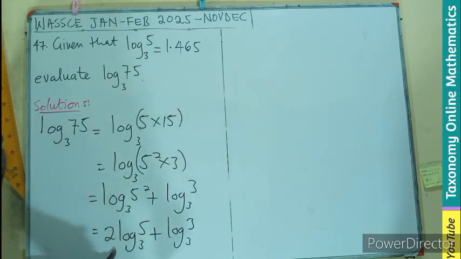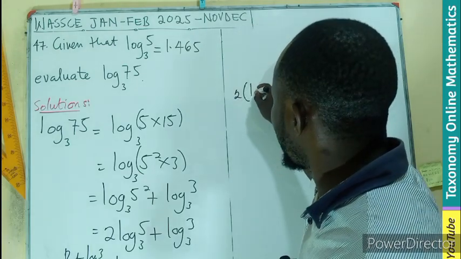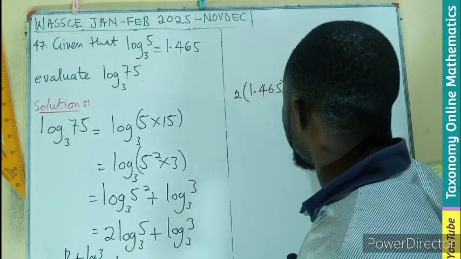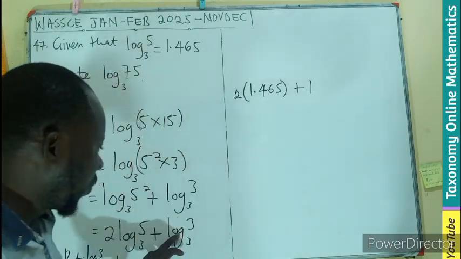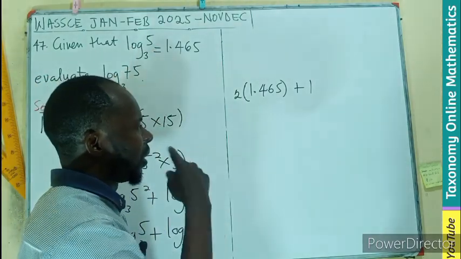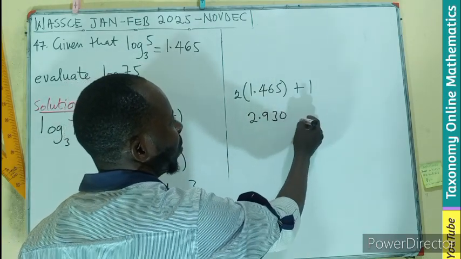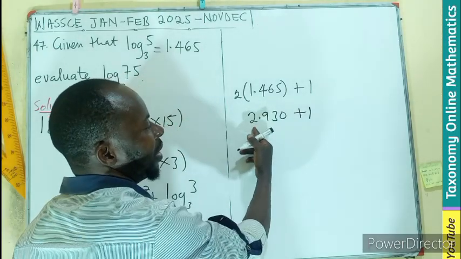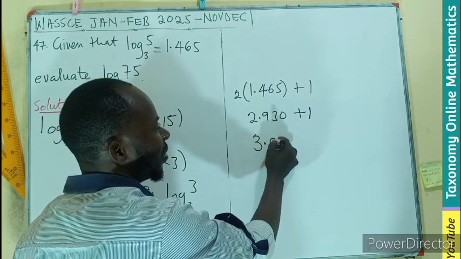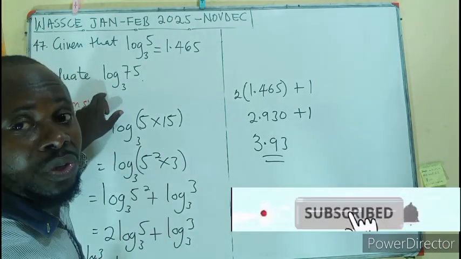So I'll just do substitution. Log 3 base 3 is what? 1. So I should be having 2 multiplying 1.465 plus 1. When you multiply this, it should be 2.930, plus 1. So we have 3.93 as the value, the evaluation of this.